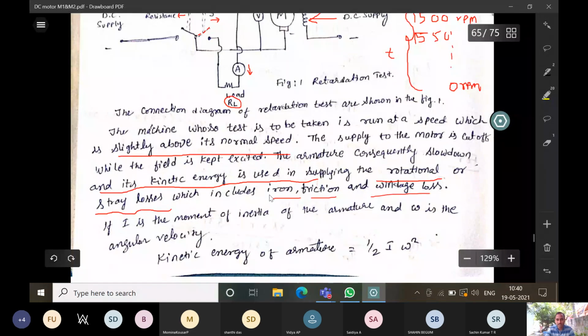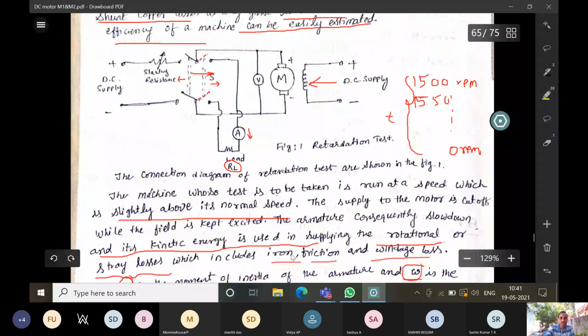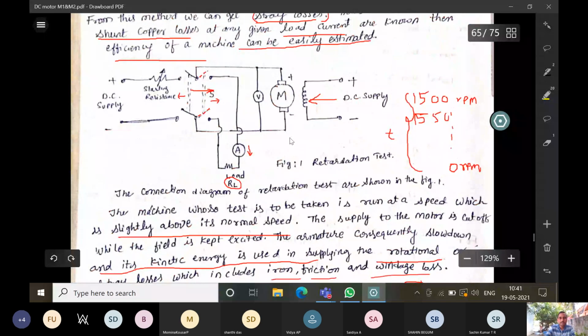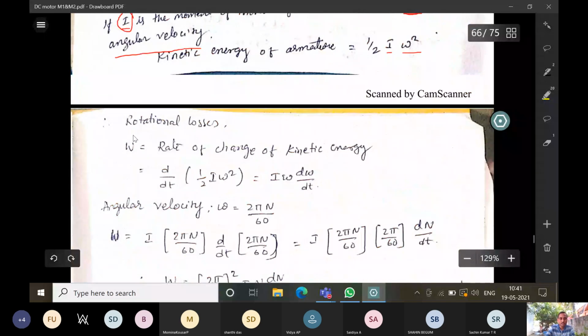Stray losses means iron loss, friction loss and windage losses. If I is the moment of inertia that is to be calculated here, because kinetic energy of the armature is equal to half into I into omega square. So I is the moment of inertia of the armature and omega is the angular velocity. For that purpose we need to calculate moment of inertia as well as angular velocity. So for that purpose rotational losses can be obtained. W, this is not omega, this is W.